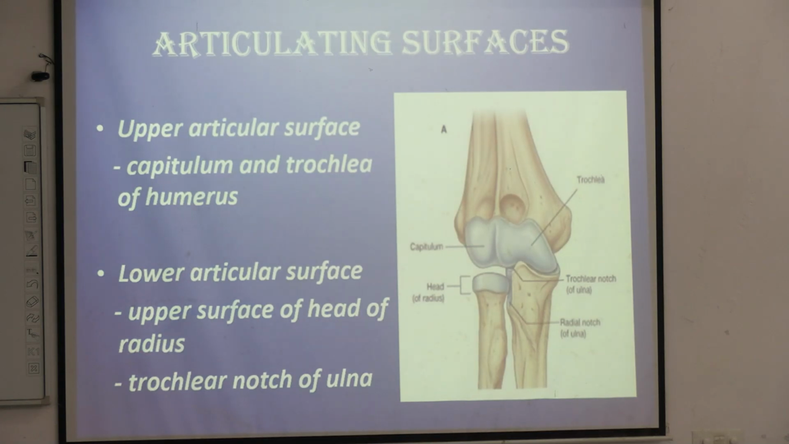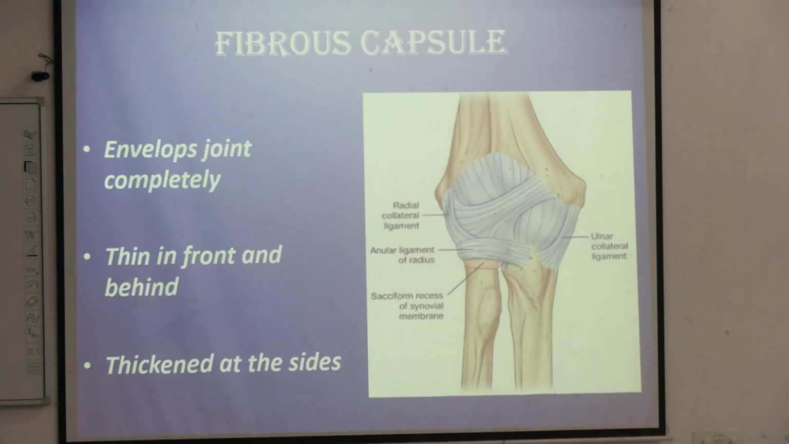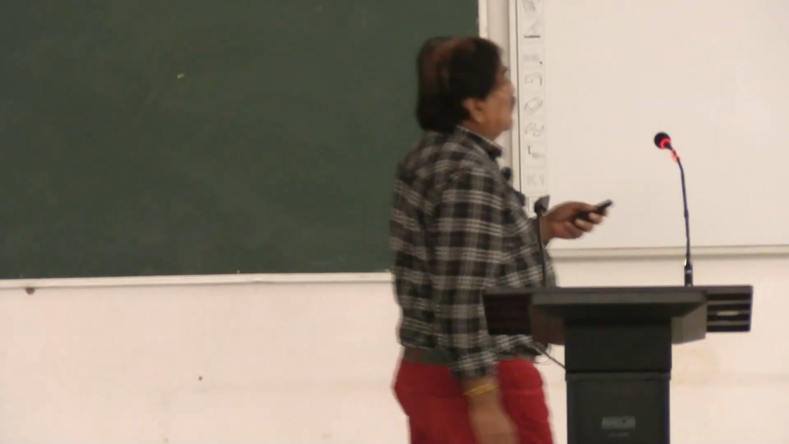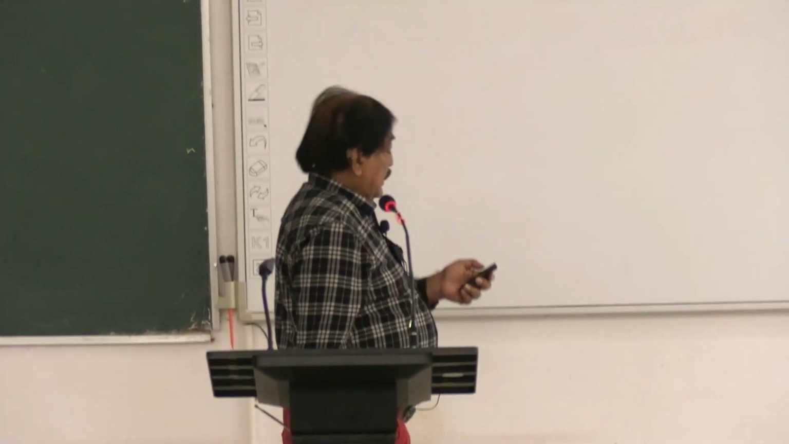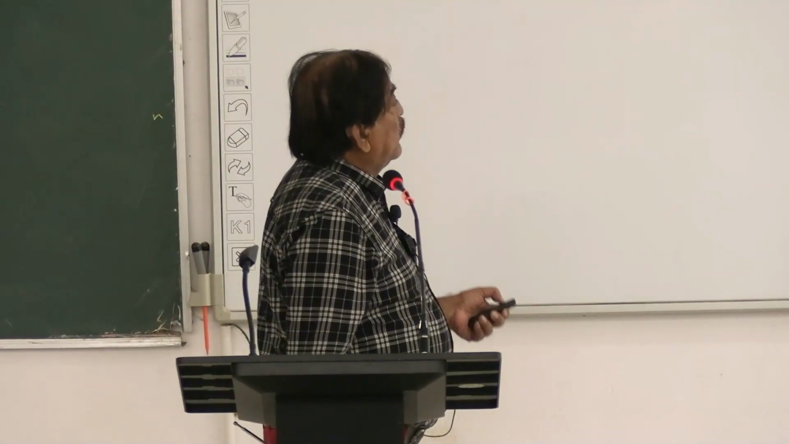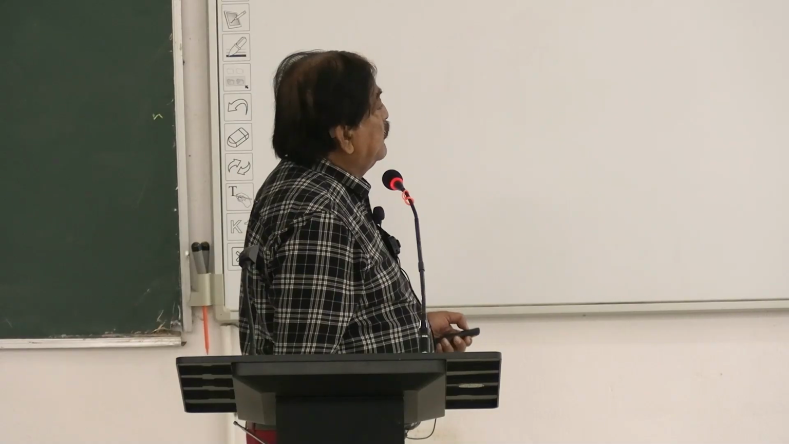Okay? Now, fibrous capsule. So, the joint can be just two bones. When you dissect or see prosected bodies, you will see the fibrous capsule envelops the joint completely, thin in front and behind, thickened at the sides.